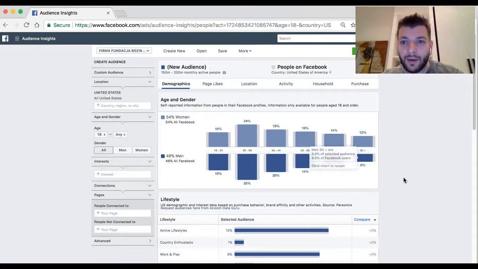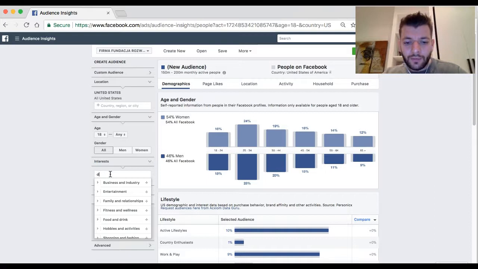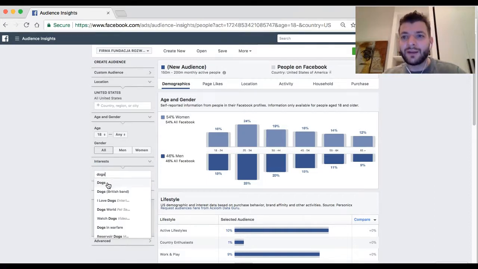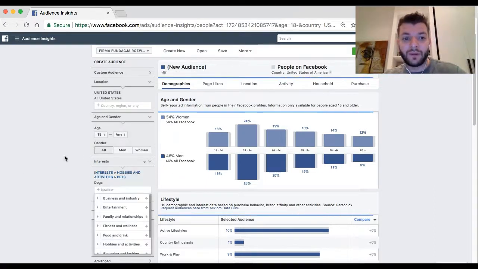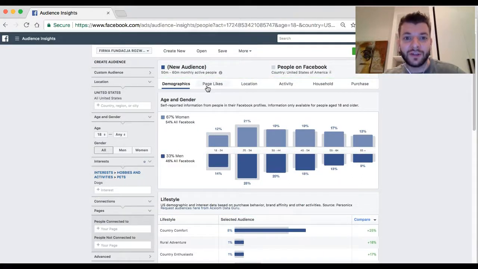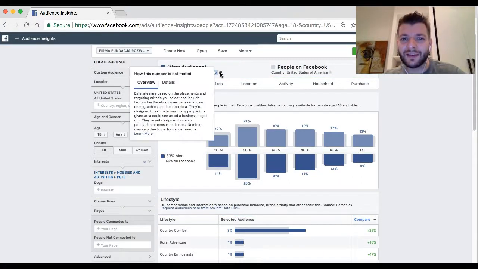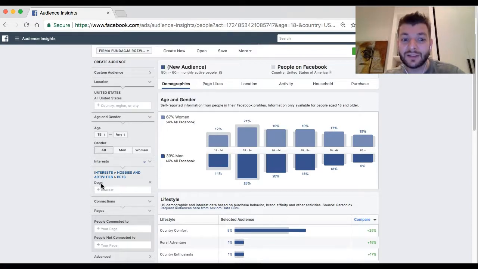So we'll do a simple demonstration here. Let's say you want to sell dog accessories, and you want to target people who have dogs. So you would put dogs in here, which is one of the main interests. It's 50 to 60 million active people, right? It's too broad. You cannot just target people who like dogs, because almost everyone likes dogs, right? So you don't want to do it.